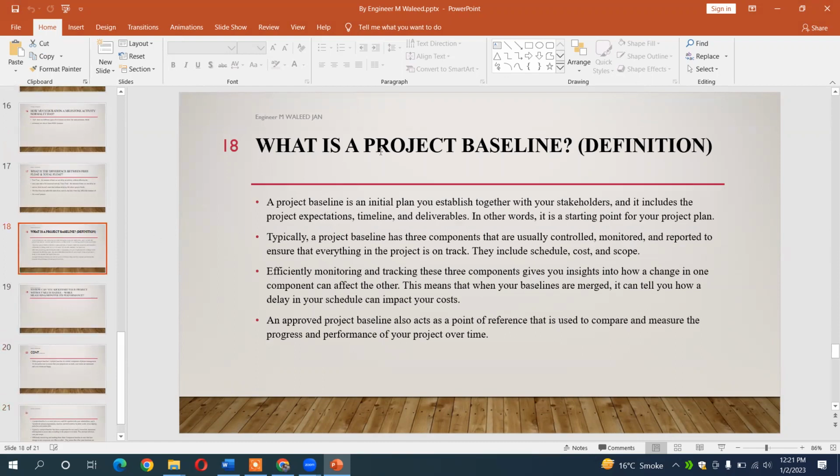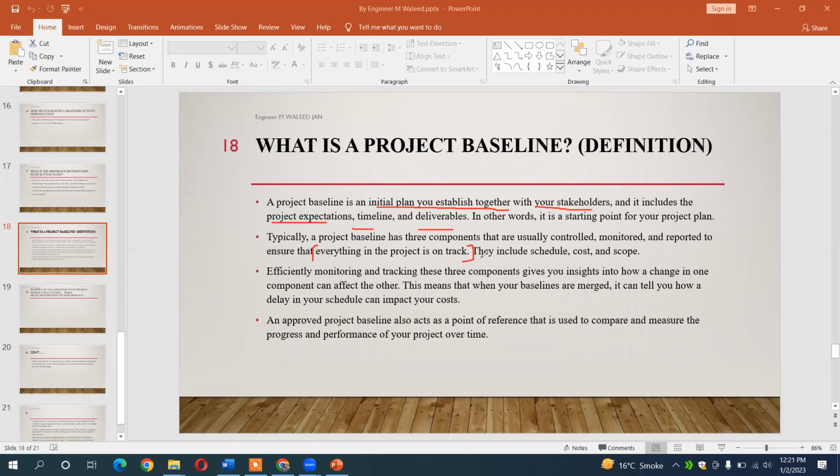A project baseline is the initial plan you establish together with your stakeholders, and it includes the project expectations, timelines, and deliverables. It means when your project will be delivered, what the expectation of the project is, and when it will be delivered. In other words, it is the starting point of your project plan. It normally ensures that everything in the project is on track or not.